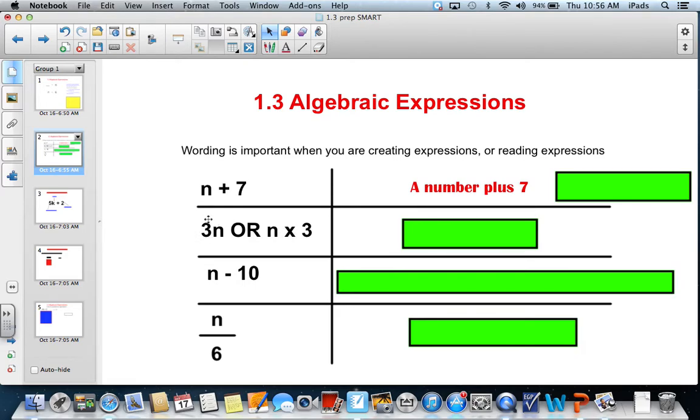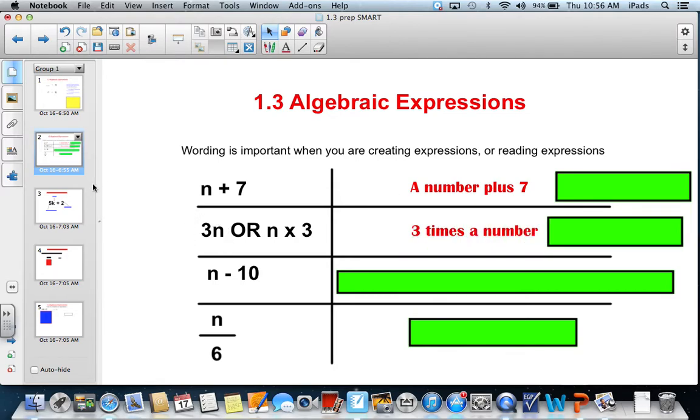Anytime you see a number right next to a letter without a sign in between them, or an operation, without addition, subtraction, multiply, or divide, this means multiply. So that would be 3 times a number. We don't know what the number is, so we're just using n and calling it a number.